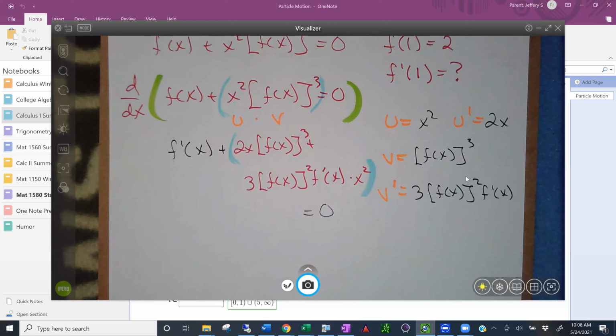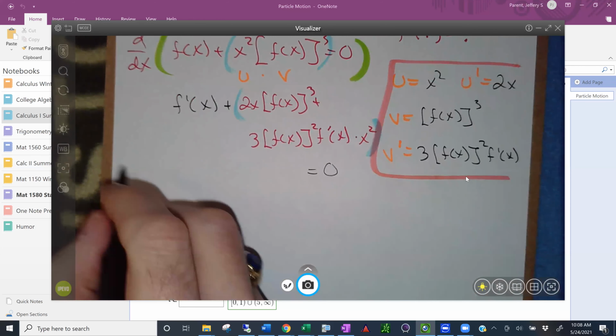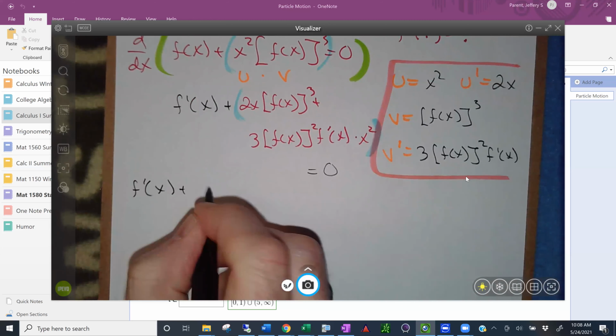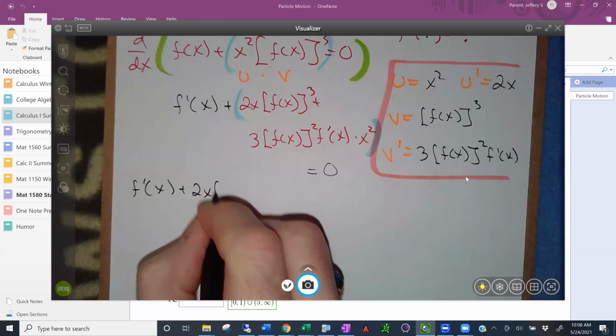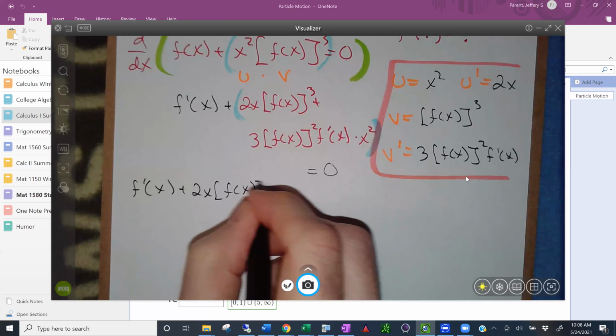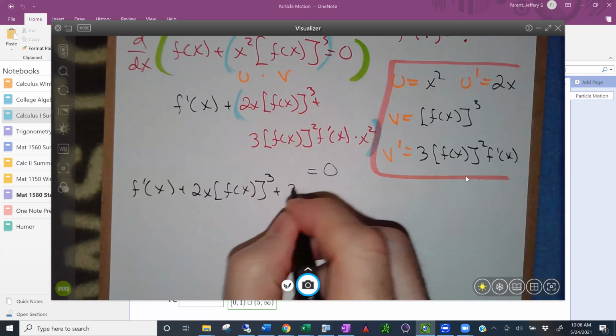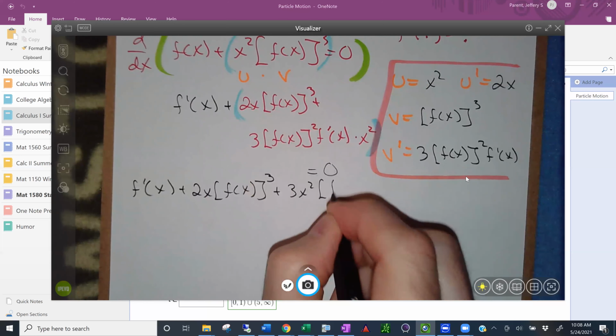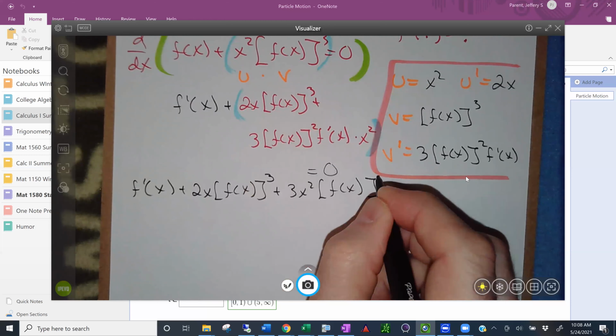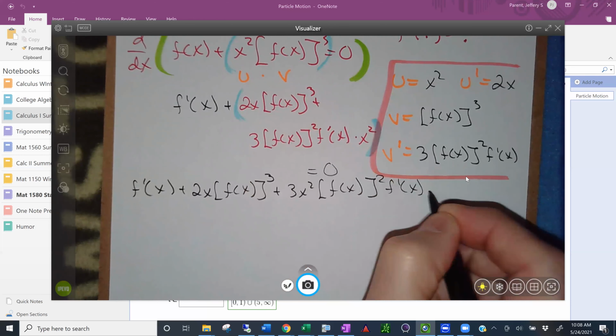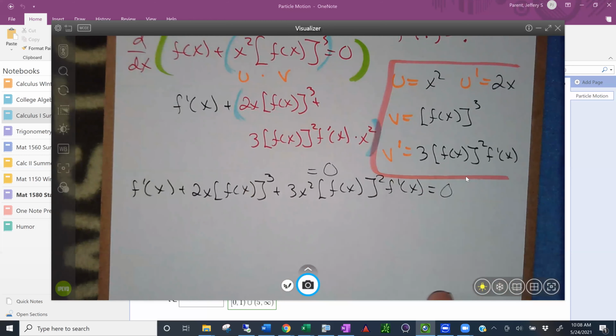So let me clean that up a little bit and write it all on one nice even line, kind of box this off to the side. So writing it all on one line together, it's going to look like this. F prime of x plus 2x f of x cubed plus, I'm going to bring this 3 out in front, 3x squared times f of x squared times f prime of x equals 0. I think I've got everything there.